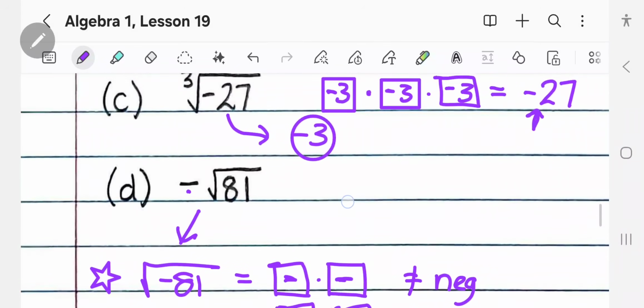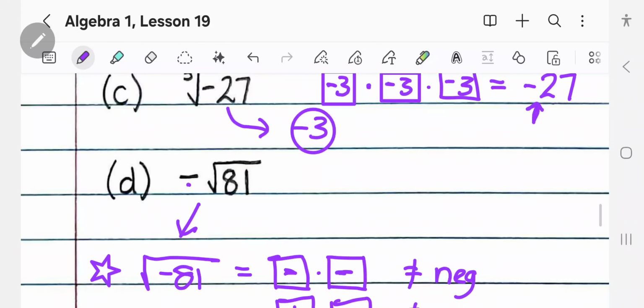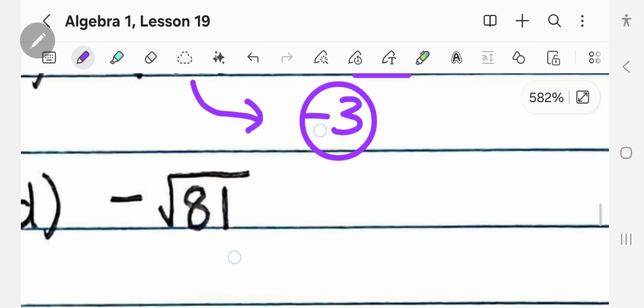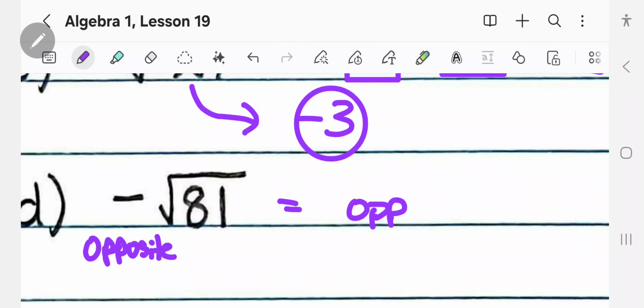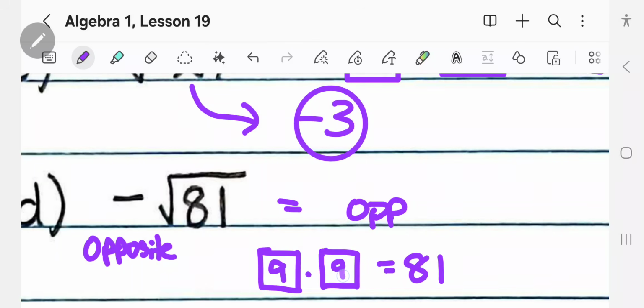So let's see what this means in this case. When the negative here is on the outside, remember we're going to think about that like opposite. So this is like the opposite of the square root of 81. Well, the square root of 81, what number times itself is going to give me 81? That's 9 times 9. So we want the opposite of 9, which is negative 9.